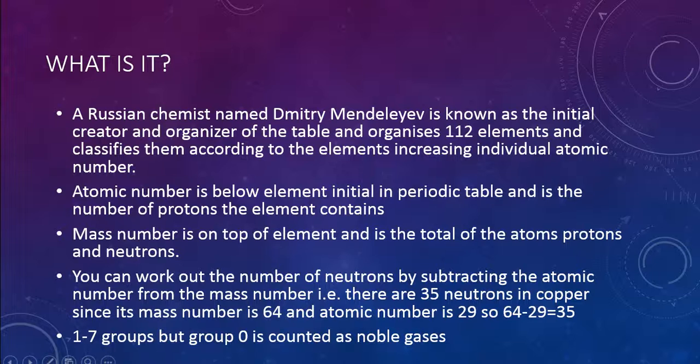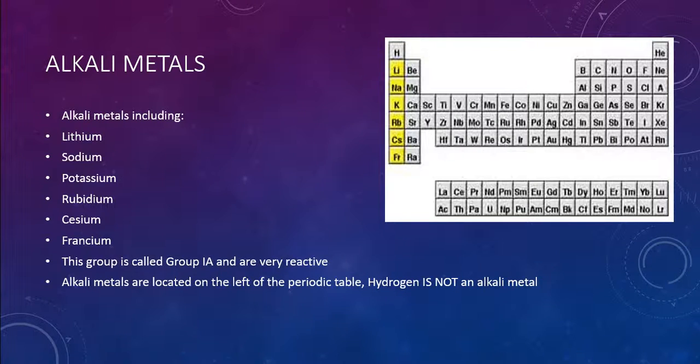There's also 1 to 7 groups, but group 0, right on the right, is counted as noble gases. Group 1, I believe, is alkali metals. So let's start with just the alkali metals. How many are there? 1, 2, 3, 4, 5, 6. So there's lithium, sodium, potassium, rubidium, caesium and francium.